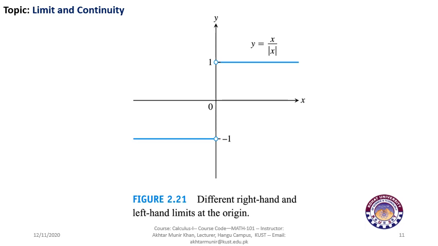So whenever we are trying to find the limit at x equal to 0 over here, we can see that the limit from the right is different from the value that we obtain when we come towards 0 from the left. That is, whenever we are coming towards 0 from the left, the function values will approach minus 1. On the other hand, whenever we come towards 0 from the right, the function values will approach plus 1.